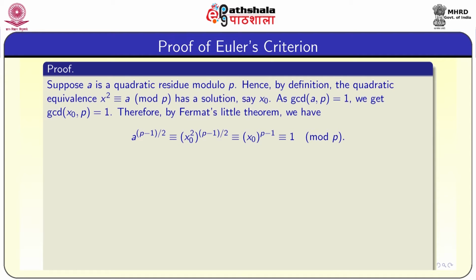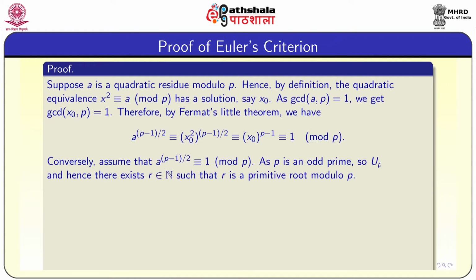So we got the required part: if a is a quadratic residue modulo p, then we showed that a^((p-1)/2) is congruent to 1 mod p. Now we will look at the converse. Conversely, assume that a^((p-1)/2) is congruent to 1 mod p. Now we need to show that a is a quadratic residue modulo p.